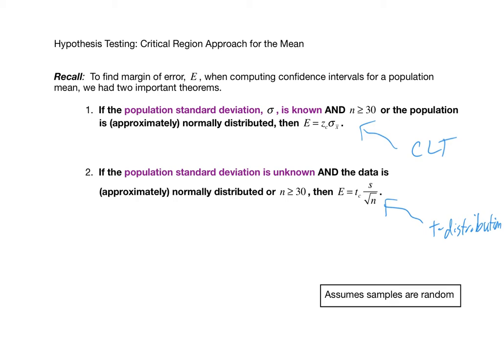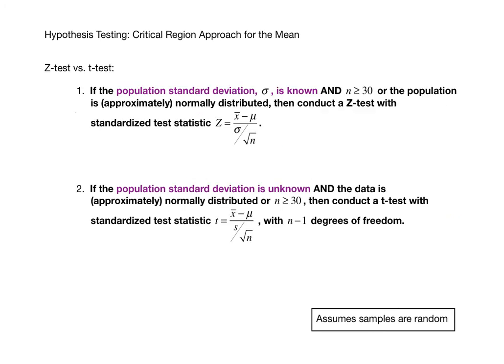Let's take a look at how they apply. When doing hypothesis testing on the mean, we need to decide, are we going to be doing a z-test or a t-test? Z-test is referring to using the standard normal distribution in the process. T-test refers to using the t distribution in the process. So here are the two scenarios. If the population standard deviation sigma is known and n is greater than or equal to 30, or the population is approximately normally distributed, then you're going to conduct a z-test. These were the same conditions for which you used the z sub c critical value when finding margins of error with confidence intervals. So in these scenarios, you're going to conduct a z-test.